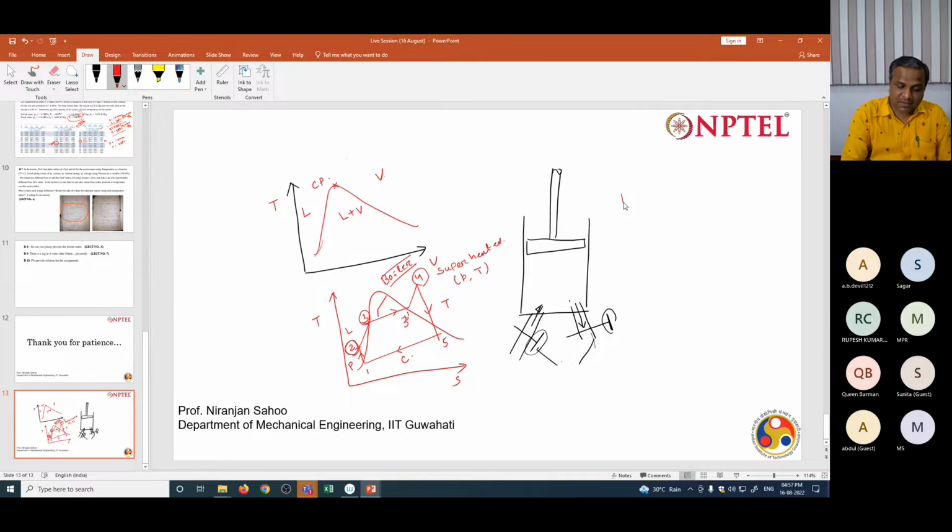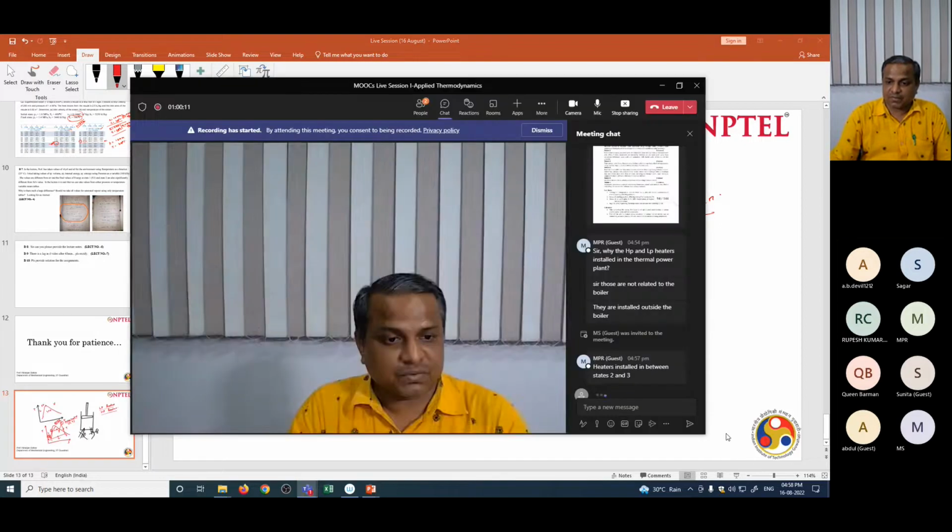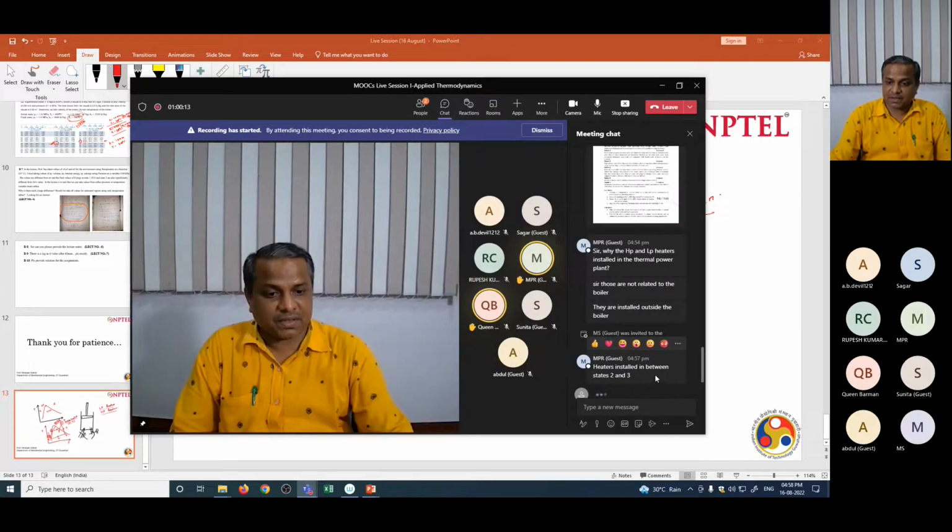So the concepts of low pressure heater and high pressure heater are used here. When you are looking at the low pressure, low temperature region, we use low pressure heaters, and where we are going for the superheated region, we use high pressure heaters. With that philosophy, the heaters are installed between 2 and 3.